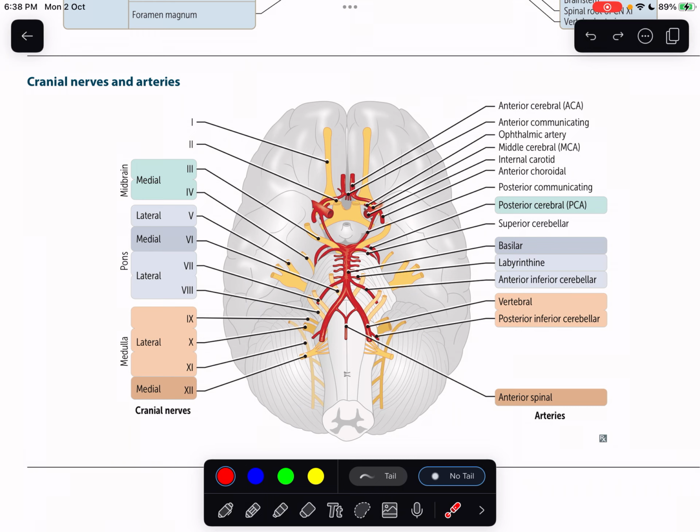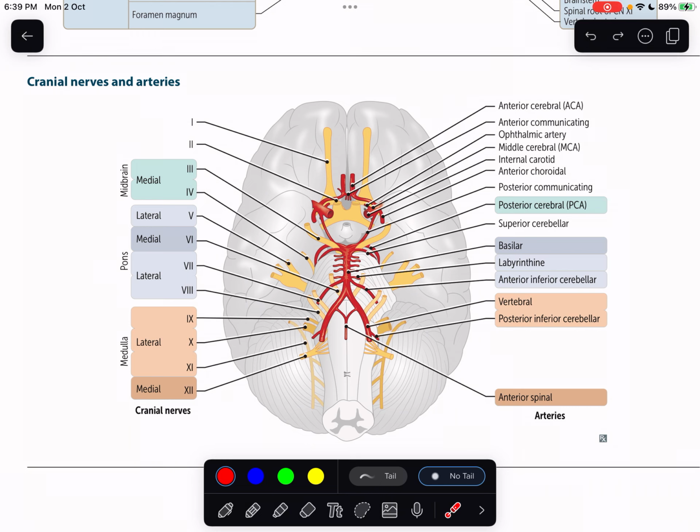So cranial nerve 1 is also known as the olfactory nerve. Then we have the optic nerve, then oculomotor, then trochlear is the fourth one. Then fifth is the trigeminal nerve, which has three branches. Then sixth is the abducent nerve, seventh is the facial nerve, then vestibulocochlear nerve, ninth is the glossopharyngeal nerve, then vagus nerve, hypoglossal nerve, and accessory nerve, and 12th is the hypoglossal nerve.